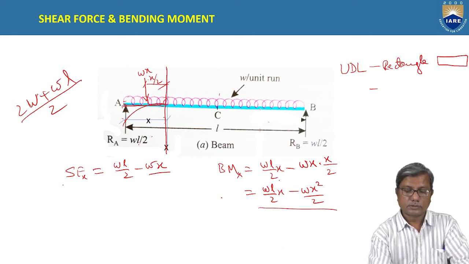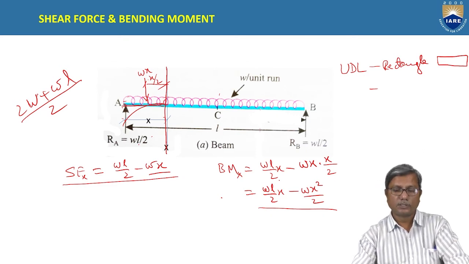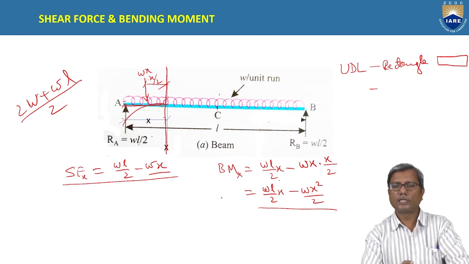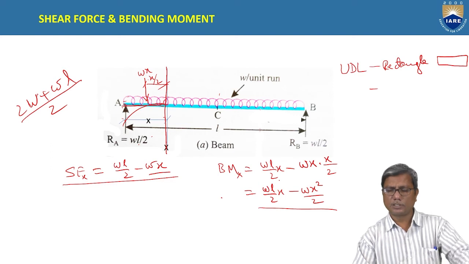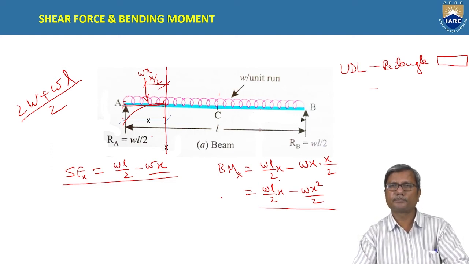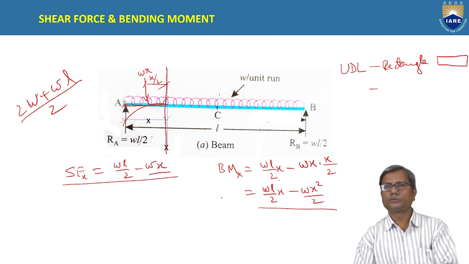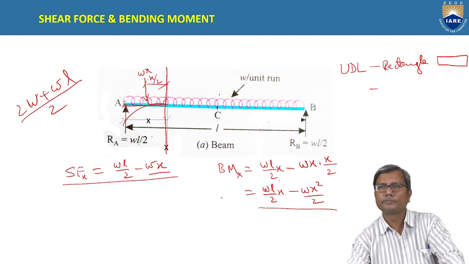So now, by giving different values to x from 0 to L, we will get the shear force and also the bending moment at different sections. By finding the shear force and bending moment at various sections, we will plot the diagram.